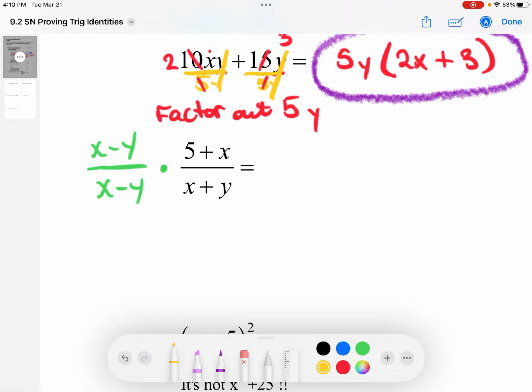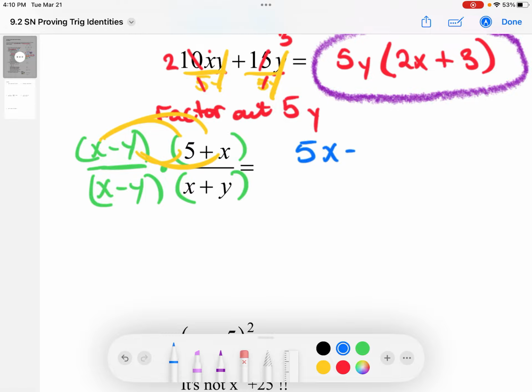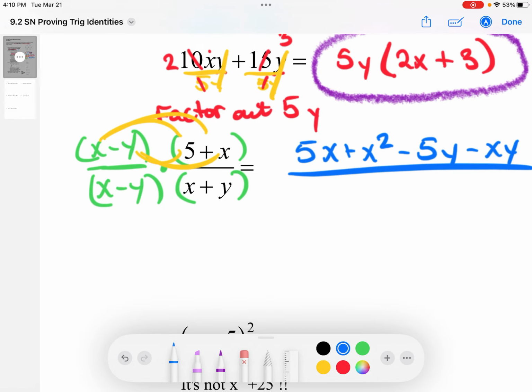Okay, so to work this out, consider each piece of the fraction in its own parentheses. Just double distribute or FOIL. So we will have 5x minus, that's actually going to be a plus x squared, then minus a 5y, then minus an xy. All of that will be over.